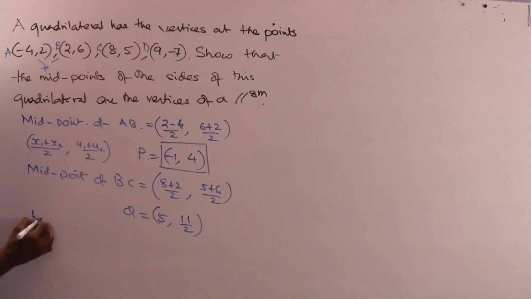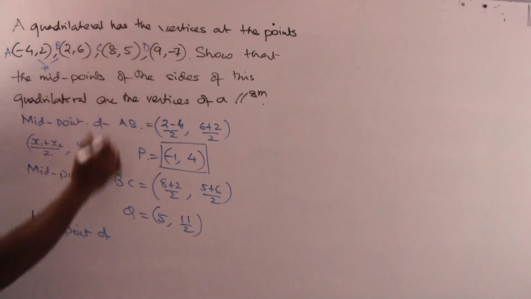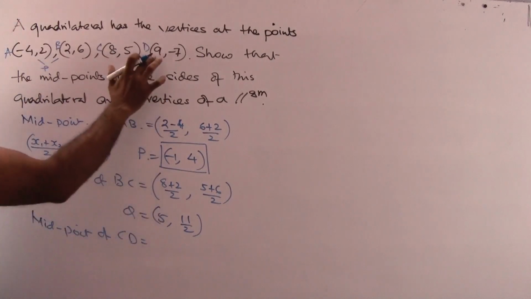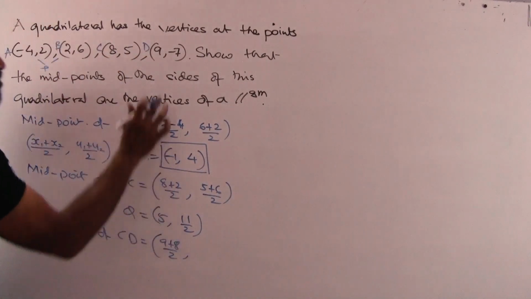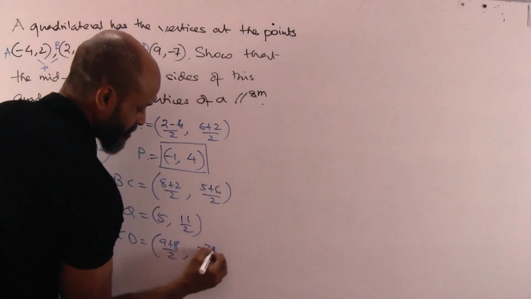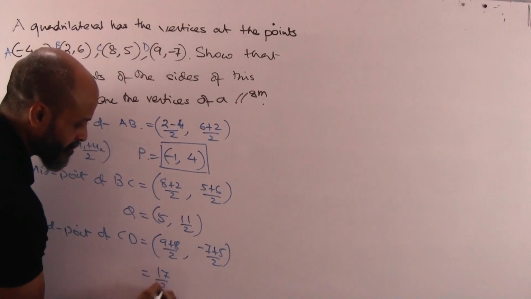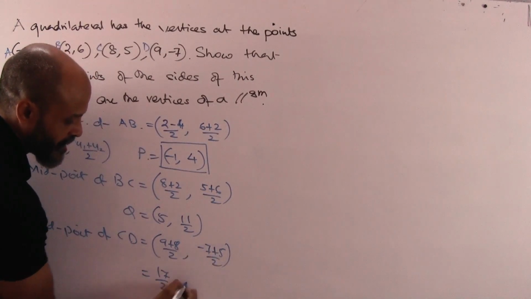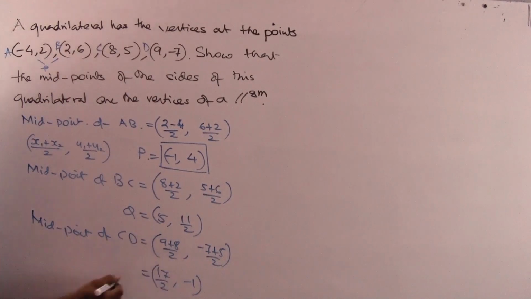Okay. Similarly, midpoint of CD, that will be how much? (9 plus 8) by 2 and (minus 7 plus 5) by 2. So that's going to be 17 by 2 and minus 2 by 2, that is minus 1. So we have here the midpoint of CD, let's say R, is equal to this.